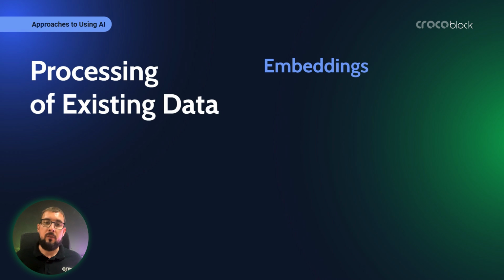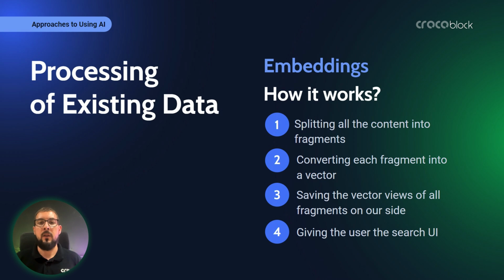This was a general explanation, and now I will break it down into points and tell you what exactly we have done and how this logic works. So we have a WordPress website. First, we split all the website content into fragments. After that, using the Embeddings API, we convert these fragments into vectors. Then we save the vectors in a separate database table on this website.